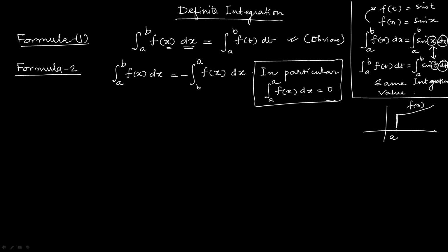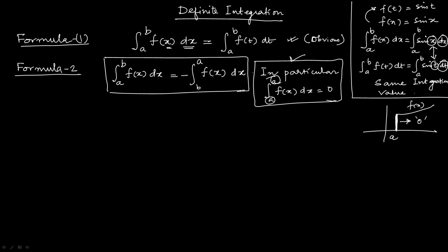So a to a means this is a straight line. What area will be given to this? This area will be 0, because the integration I have told you is a to a, so obviously this will give us a line, and a line's area is always 0, so it is clear. Now we have to prove the next one.